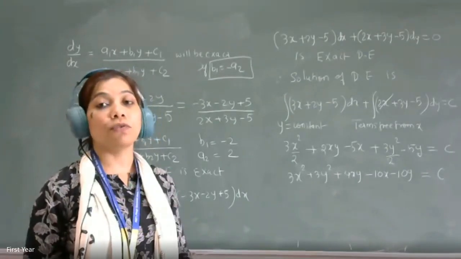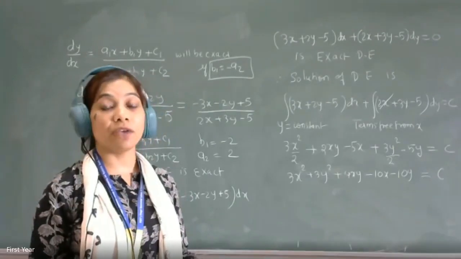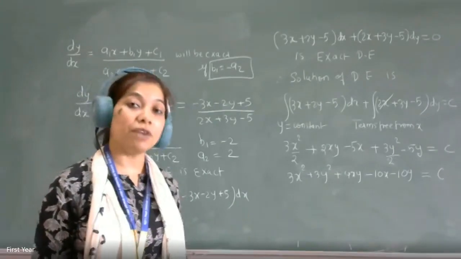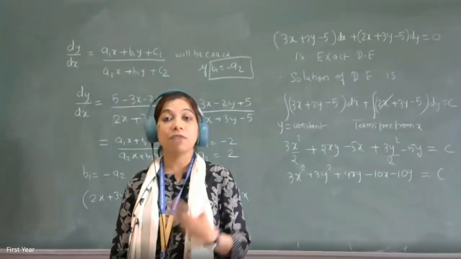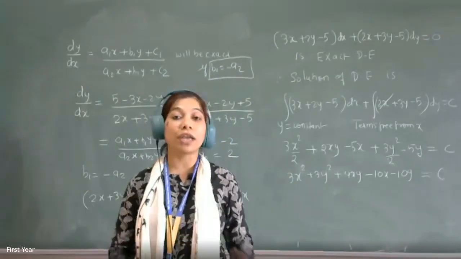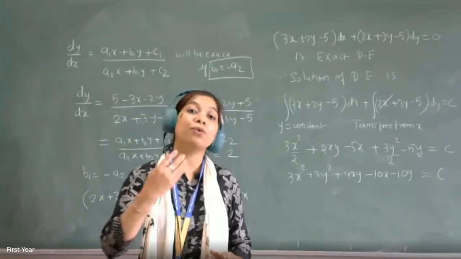So what you have to do generally is first check whether it is variable separable. Then you can check whether it is exact. When you are checking for exact, you will be calculating delta n by delta y and delta n by delta x. If they are different, you know that it is not exact. Then the question arises, can it be converted to exact?